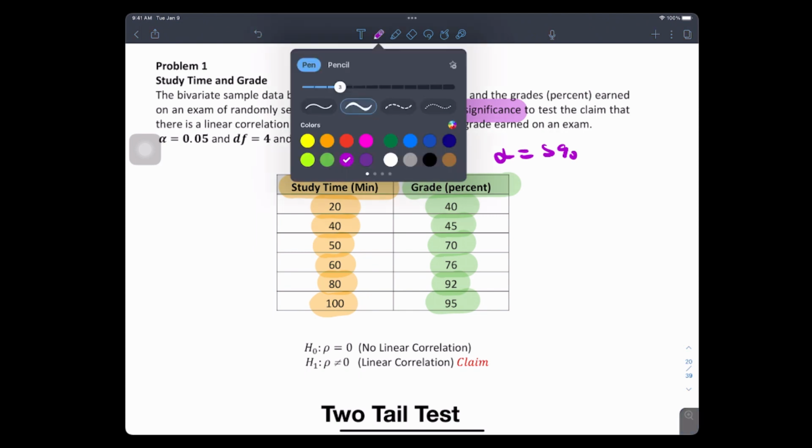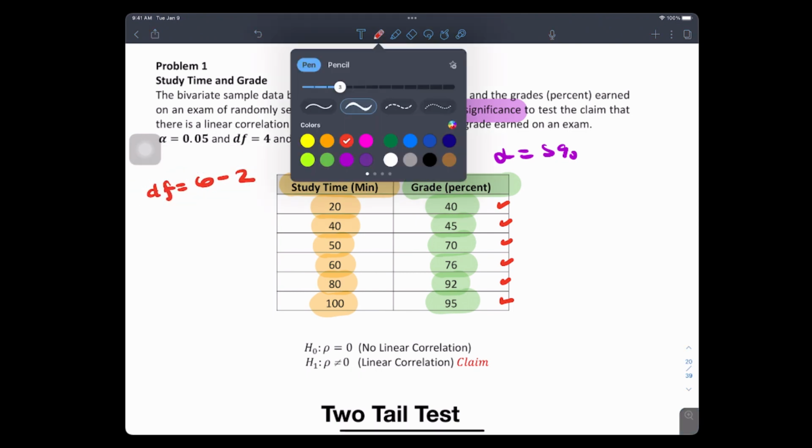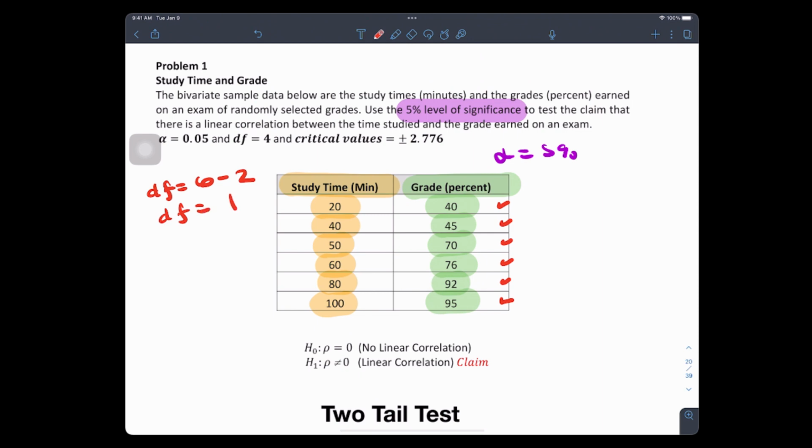How many data values do we have here? We have what? 1, 2, 3, 4, 5, and what? 6. 6 data values? Okay. My degree of freedom is what? 6 minus 2. Isn't 6 minus 2 4? And there's your alpha, 5%. So, ladies and gentlemen, you might say, how in the world did they give us these what? Well, critical values. Well, we'll see.